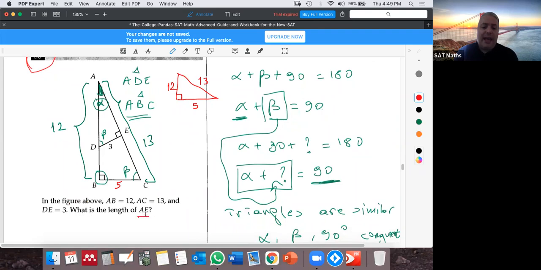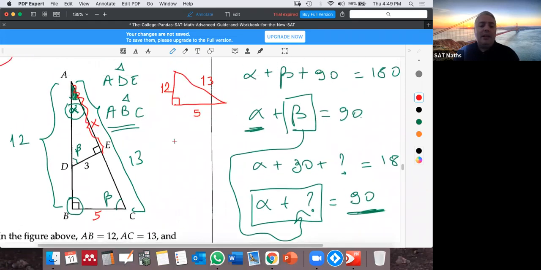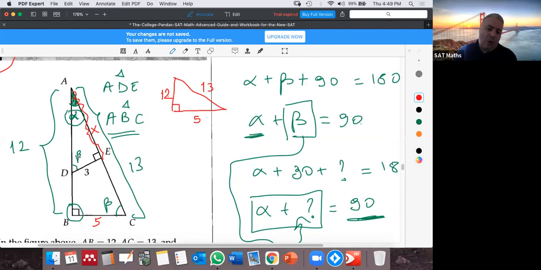Good. What is the AE? Where is AE here? So let me go. This is x. So it's simple. In the small triangle, opposite of beta is x. In the big triangle, opposite of beta is 12. In the small triangle, opposite of alpha is 3. In the big triangle, opposite of alpha is 5.